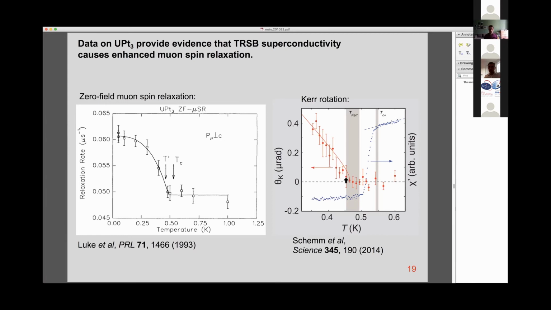And in UPt3, in uranium platinum-3, the evidence is clearer. Chirality has also been seen in small angle neutron scattering experiments and junction experiments. So it's unambiguous. It's a lot more certain than strontium ruthenate.